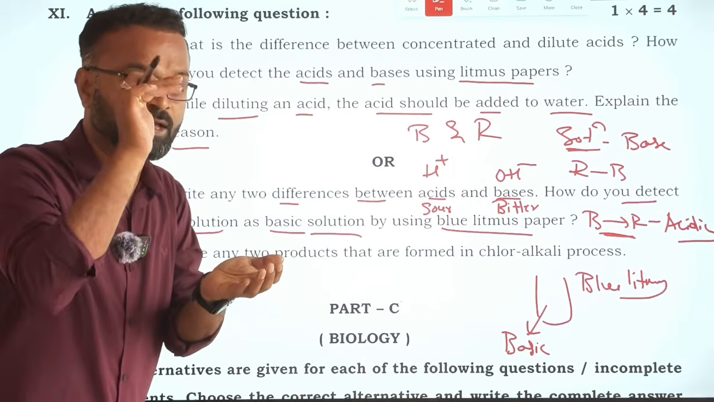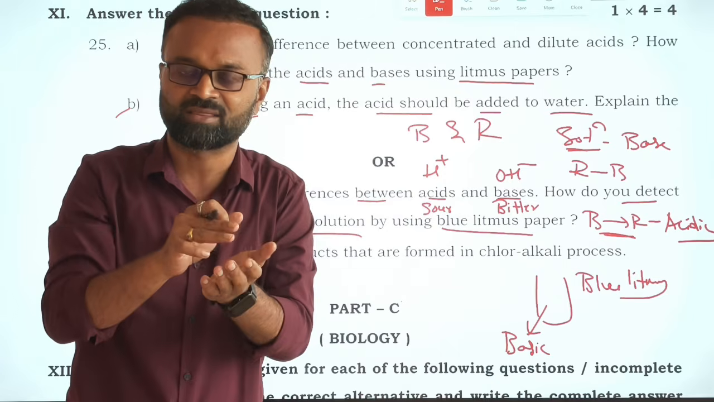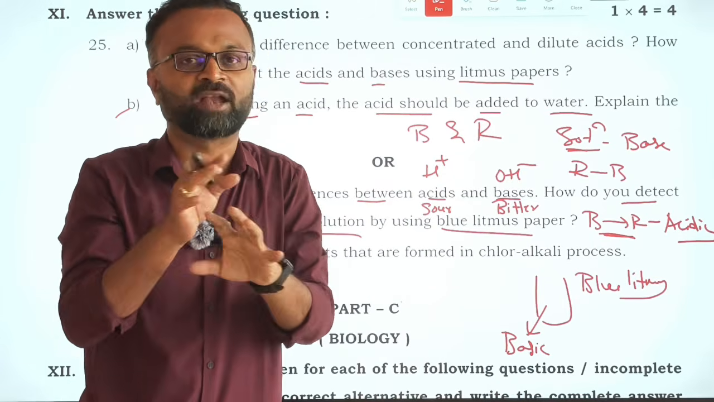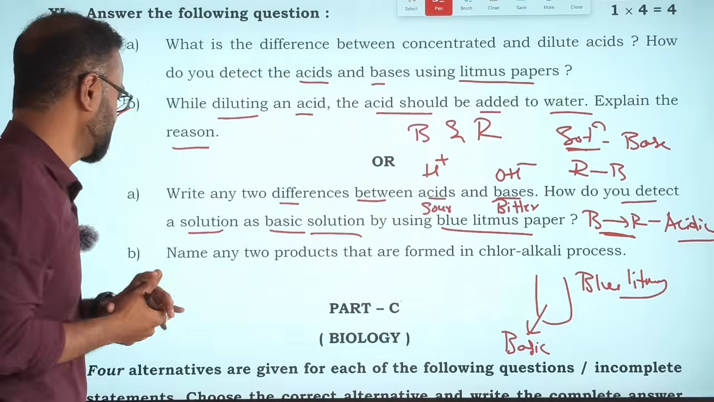Understood? When you dip the blue litmus paper into the basic solution, the color remains the same, or the color will change into dark blue and it will not change into red. Hence, we tell that this solution is a basic solution.